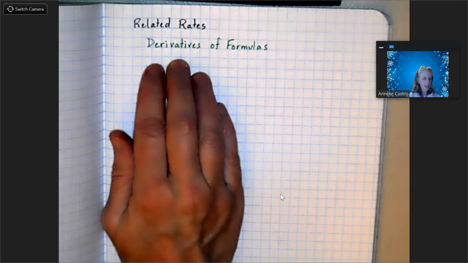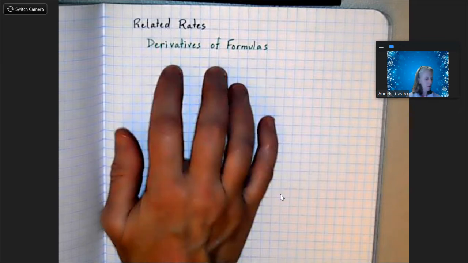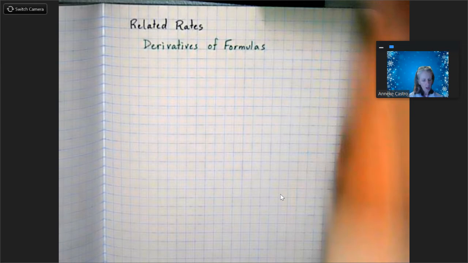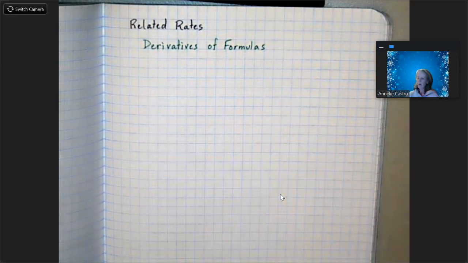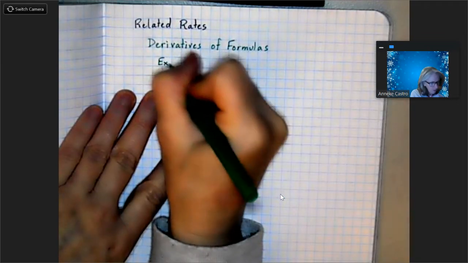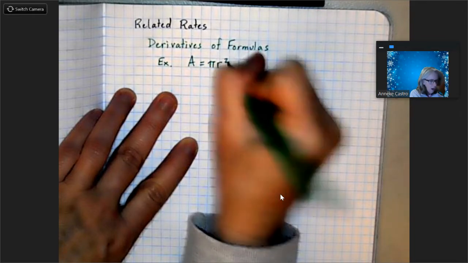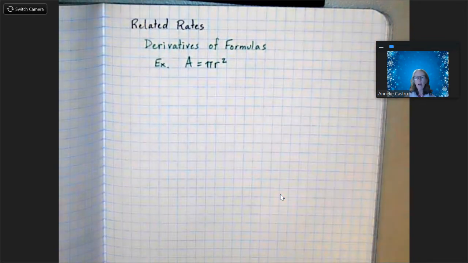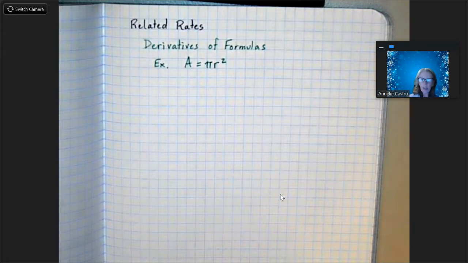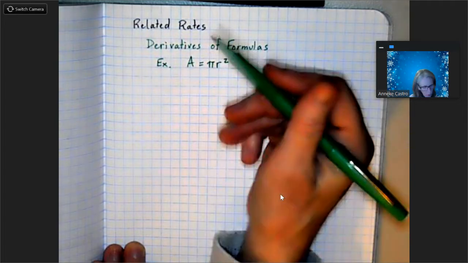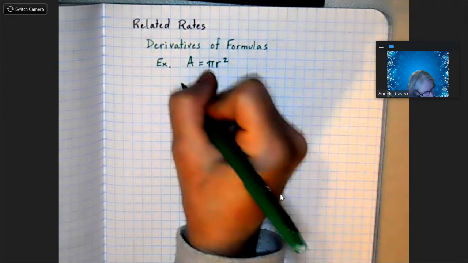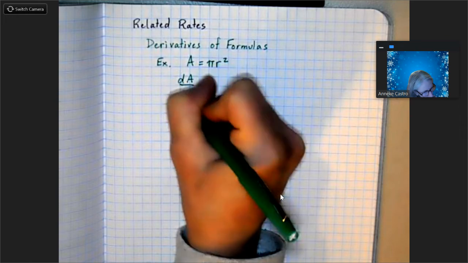So, for example, if we want to take the derivative of a formula, we might not have an x or a y in it at all. For example, if I have the formula for area of a circle, area is equal to pi r squared, I can figure out how fast the area is changing in relationship to the radius by taking the derivative of this. So the derivative, I would write dA dr.